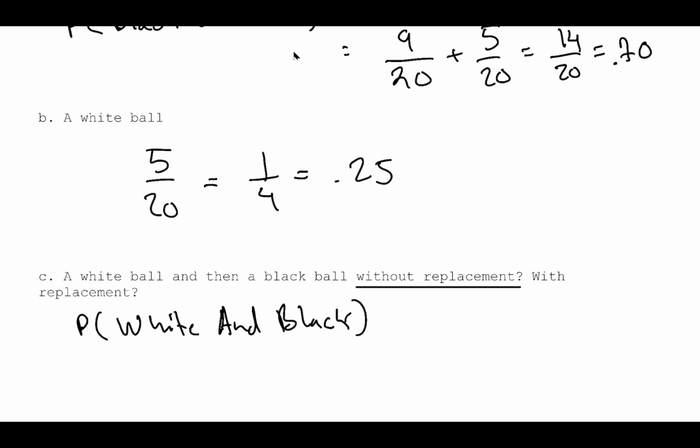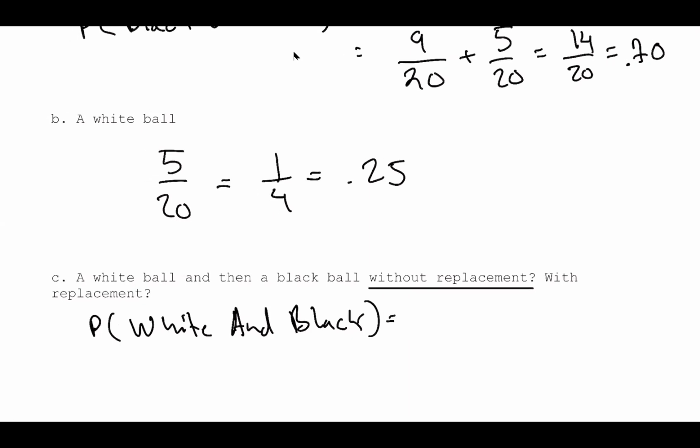Without replacement means once you select that object, you can't put that object back. So once I select the white ball, I can't put that white ball back into the bag. It essentially stays outside. So if I want to find the probability of getting a white ball, we already found that to be 5 over 20. But since we're doing this without replacement, now instead of 20 balls, you only have 19 balls. So you put 19 in the bottom.